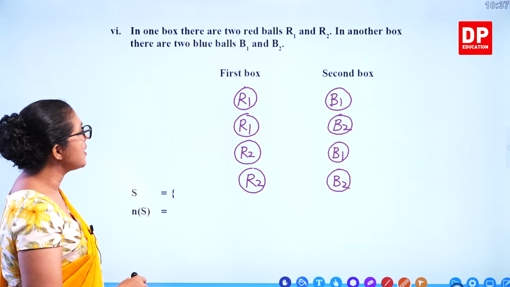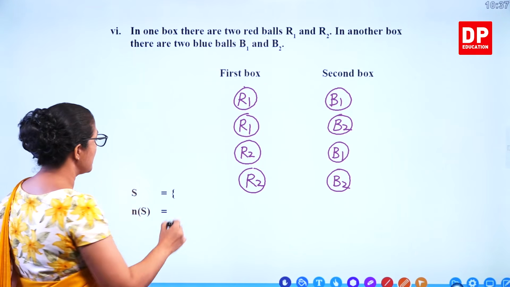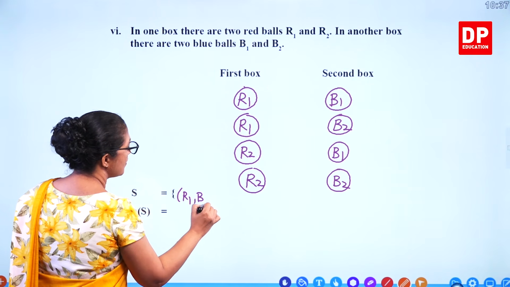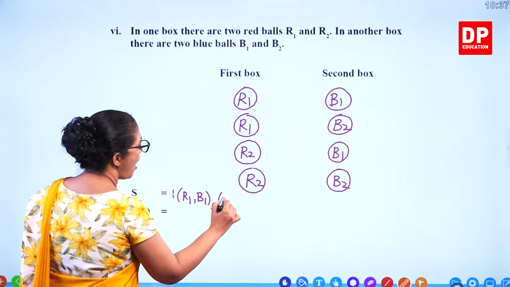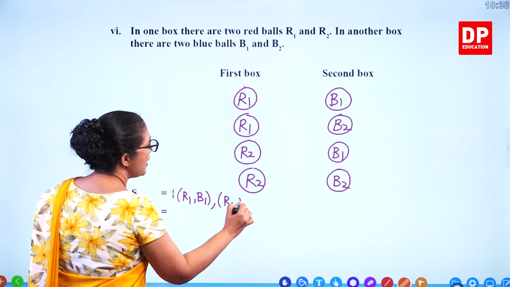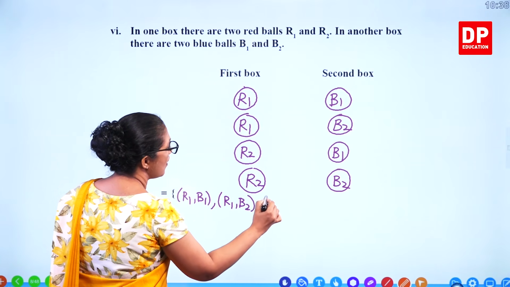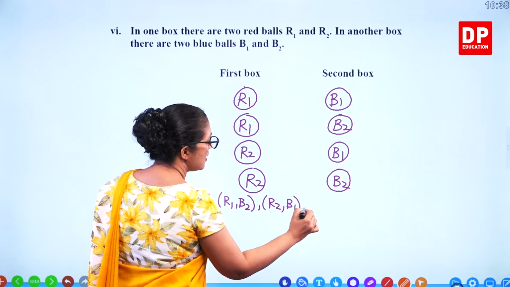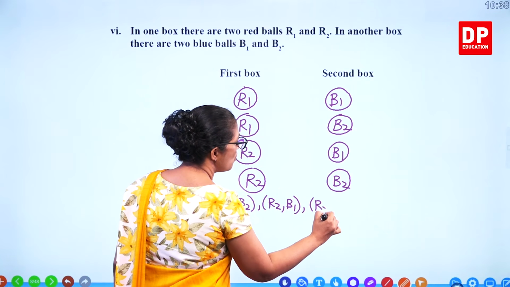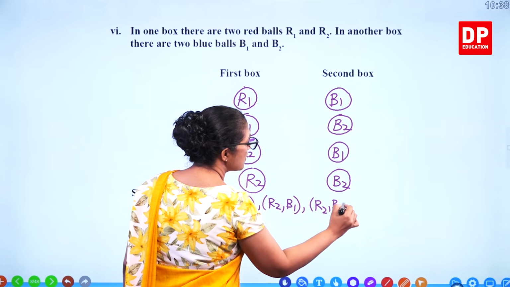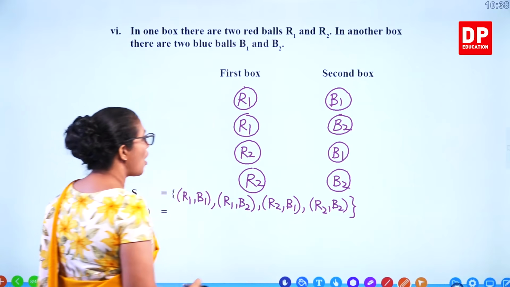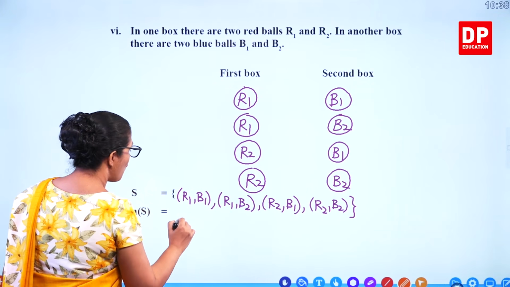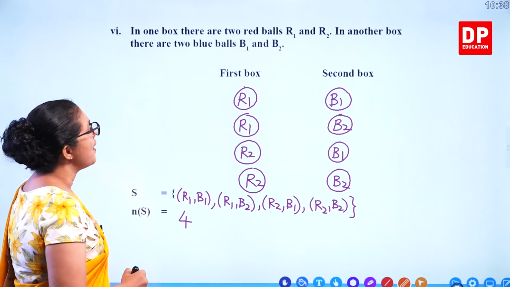So how can we write down the sample space? I can write R1, B1. That's one outcome. R1, B2. That's the second one. R2, B1. That's the third one. R2, B2. That's the fourth one. So how many outcomes are there? 1, 2, 3, 4. 4 outcomes are there.